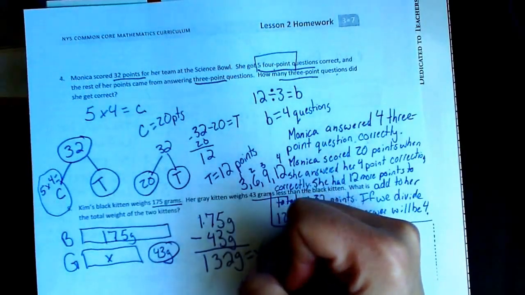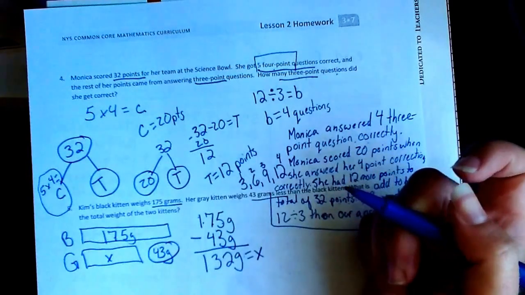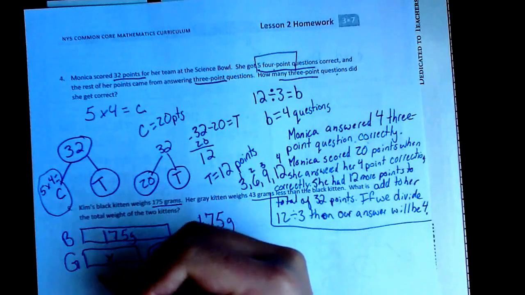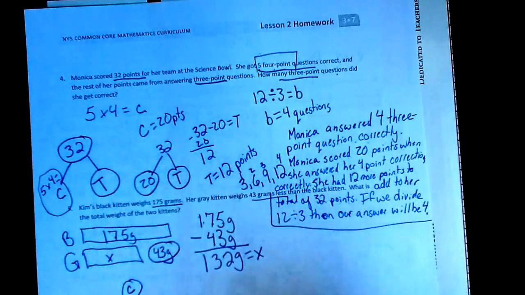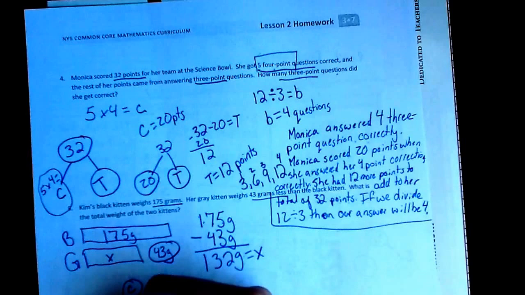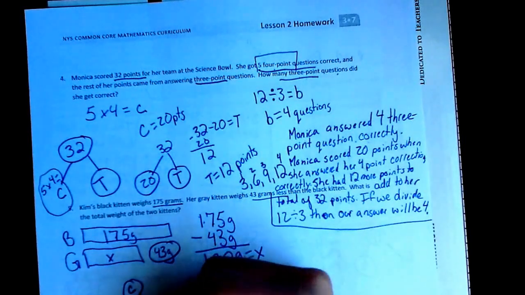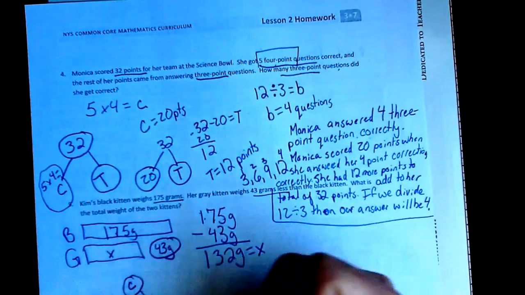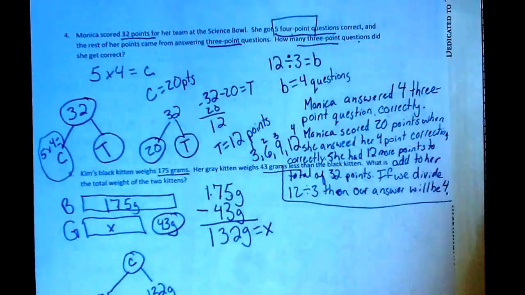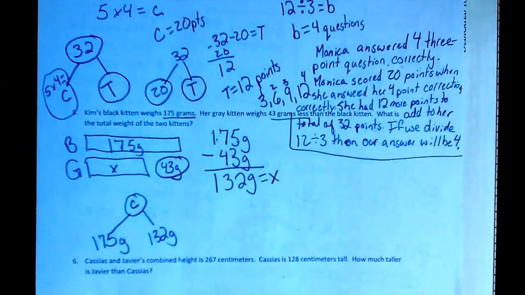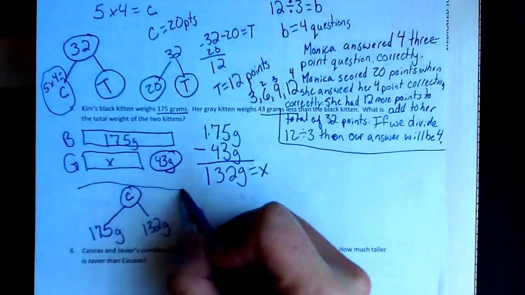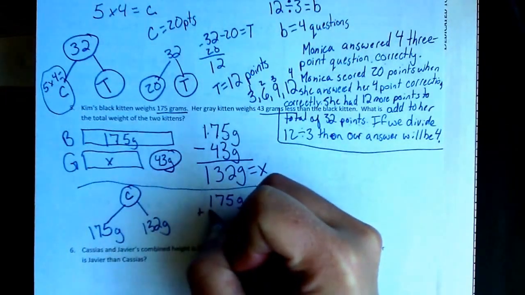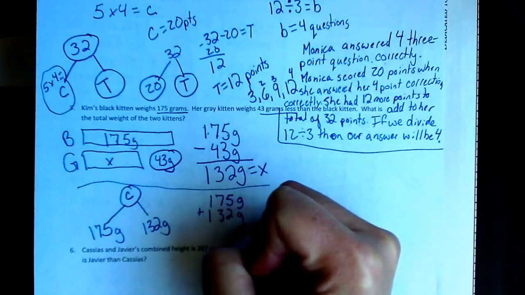This is X. Okay. Now it says, what is the total weight of the 2 kittens? So now, maybe we'll put a C for the cats again. One cat weighs 175 grams. A second cat weighs 132 grams. But how much do they weigh all together? That's what we need to figure out now. Sorry, you can't read all my answers. There we go. So now our second portion, to go with our picture, is 175 grams plus 132 grams.